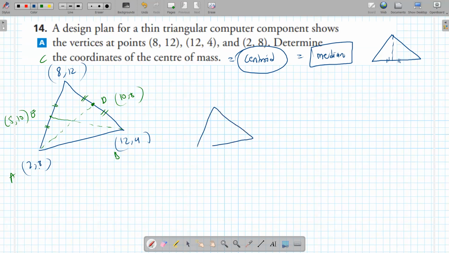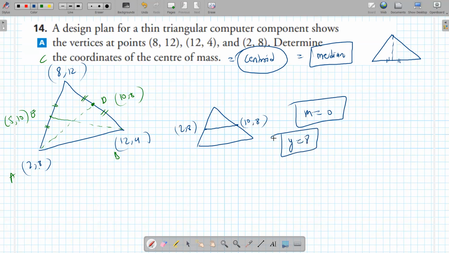So this is what it actually looks like. It's a horizontal line that goes from (2, 8) to (10, 8). What's the equation of this line? The slope is 0. Remember, if the line is horizontal, it's going to be in the form of y equals the y value. Slope is going to be 0, y equals 8. Okay?